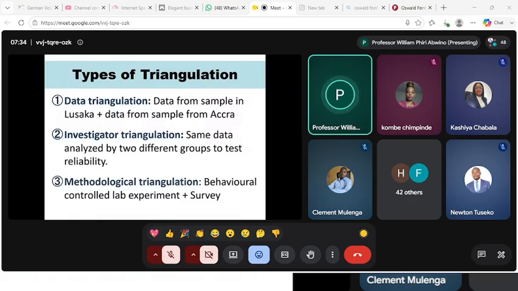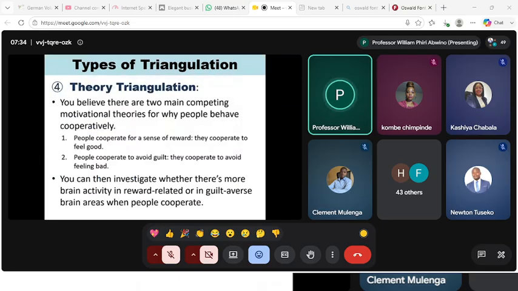An example of investigator triangulation, same data analyzed by 2 different groups to test the reliability. So if this one does the analysis, and the other one does the analysis, the outcome should not be very different. Let's take, for example, a methodological triangulation: a behavioral controlled lab experiment. This is highly controlled, and then you also conduct a free survey, then check the outcome.